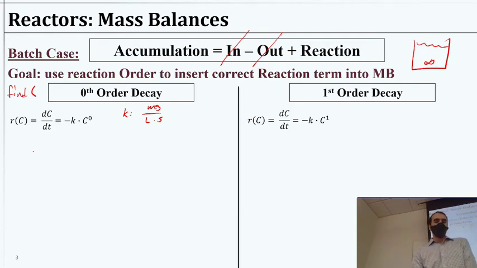Okay, so then what we end up having here is this differential equation is very simple, right? So dC/dt equals minus k. So we can do separation of variables: dC equals minus k dt.